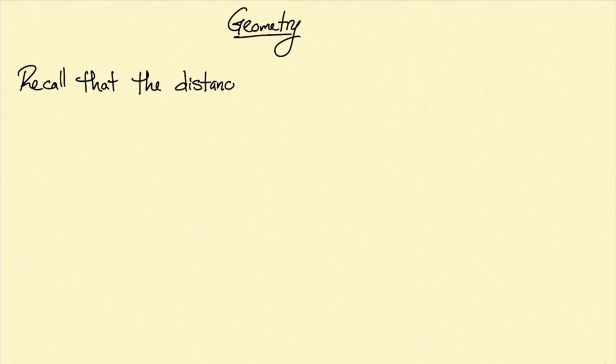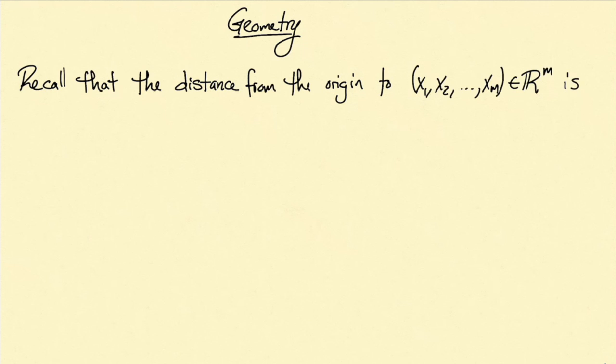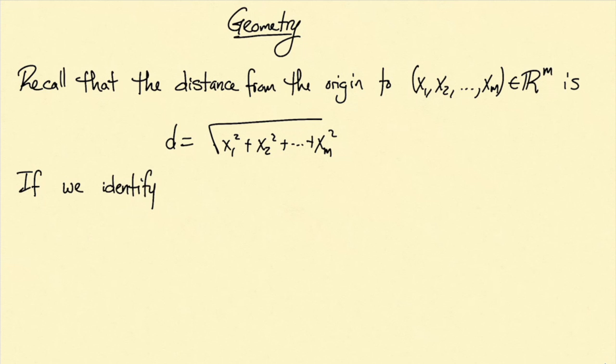So now that we have the basics of the dot product under our belt, let's talk about some geometry. First, recall that in Rm, the distance d between the origin and a point with coordinates x1, x2 down to xm is given by the formula d equals the square root of x1 squared plus x2 squared plus dot dot dot plus xm squared.